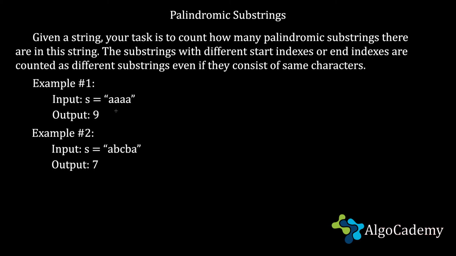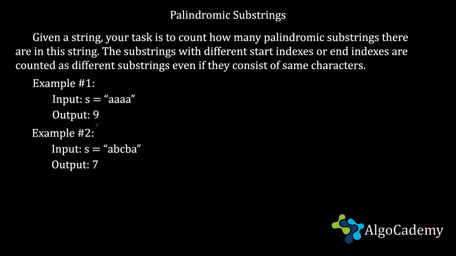Right. Now, of length 2, of course, we have 3 of them. This one, this one, this one. So another 3 palindromic substrings. Of length 3, we have 2 of them. And of course, of length 4, we have the whole string. This is a total of 9 palindromic substrings.